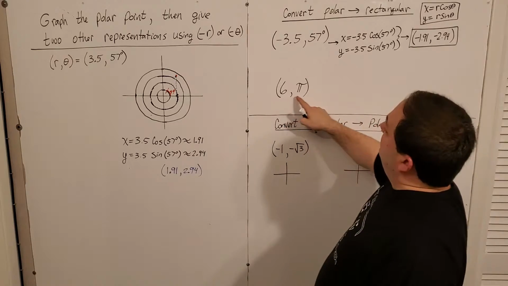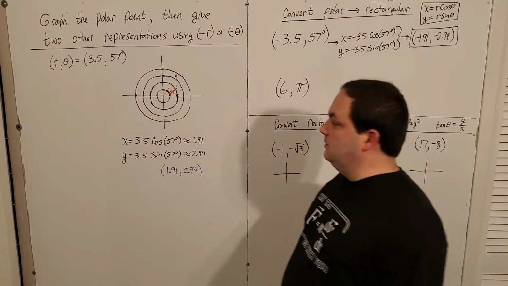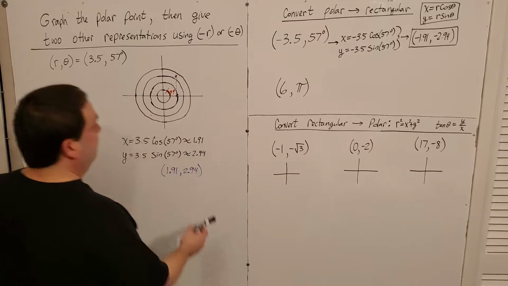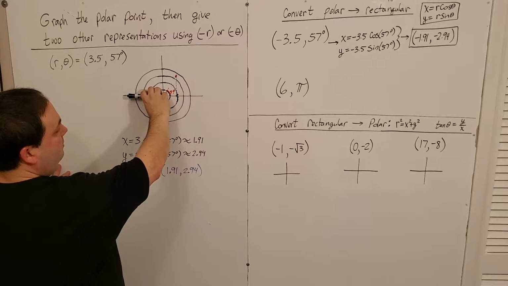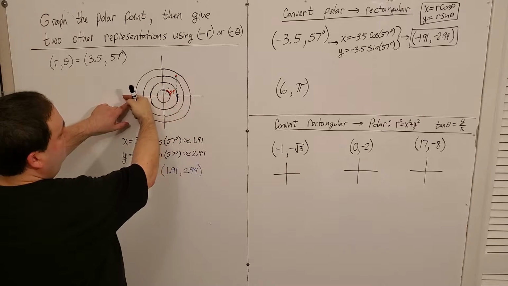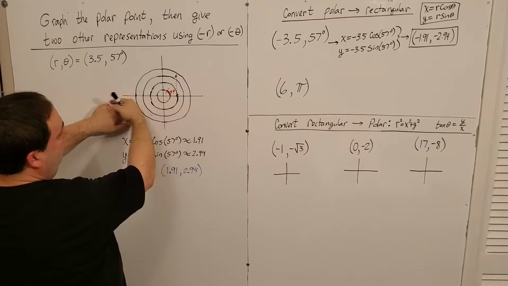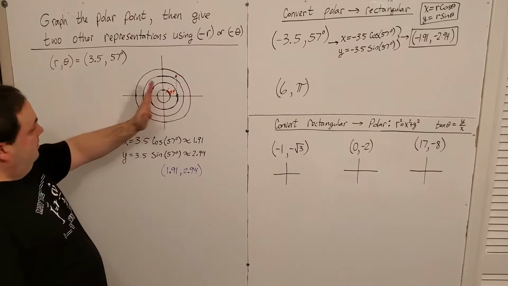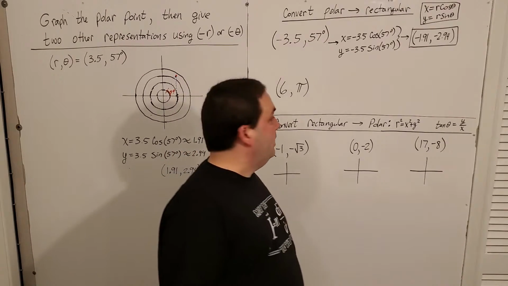Okay, 6 comma pi. In radians, pi is what? And as far as the angles go, right? Isn't pi a semicircle right here? So I'd be going out this way, right? It'd be pointing exactly on that x-axis, and I should be going out 6 units. So we should be looking at something on the x-axis here.